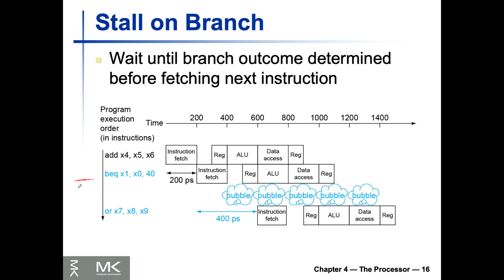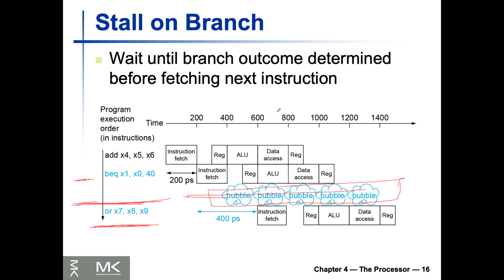So we are making sure whether we want to branch or not. We want to take the branch, or the branch is not taken. And then after that, since we don't know whether the branch has been taken, or we are coming back to the branch, we are doing another comparison here. But for that, we need to wait at least 1 cycle. Wait until the branch outcome is determined before fetching the next instruction.